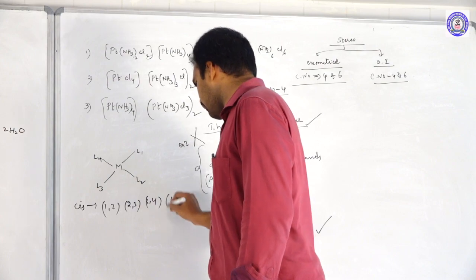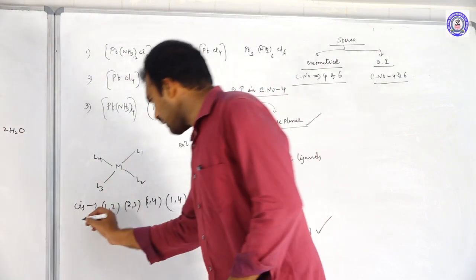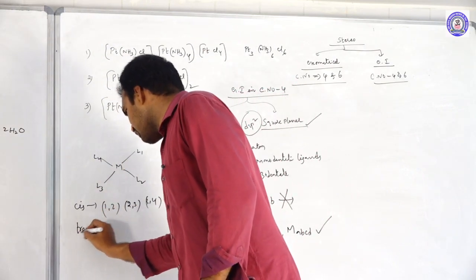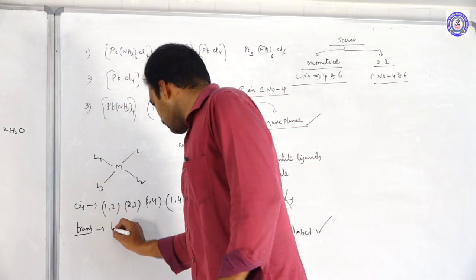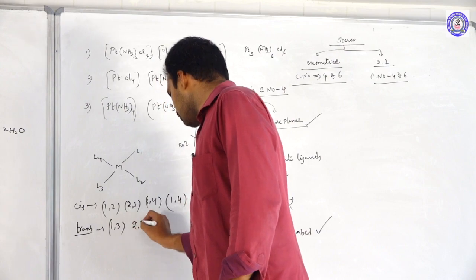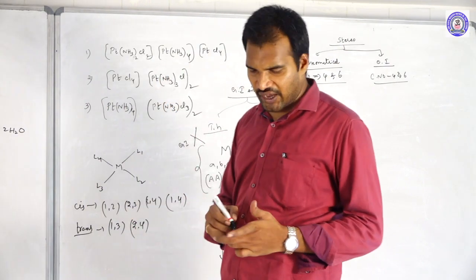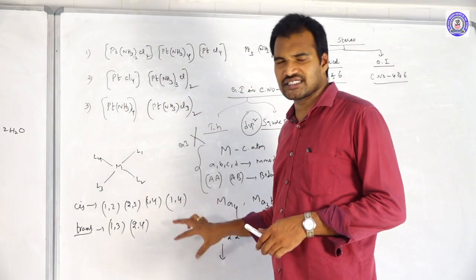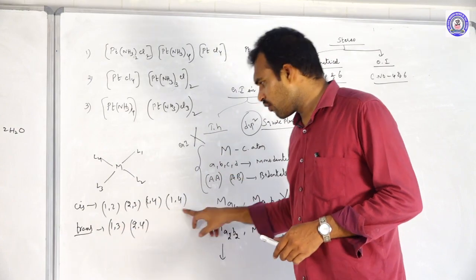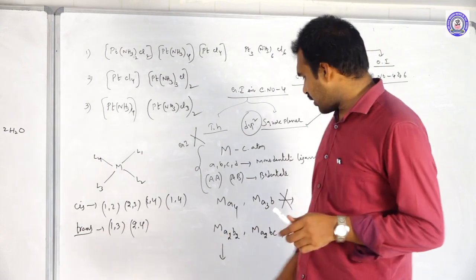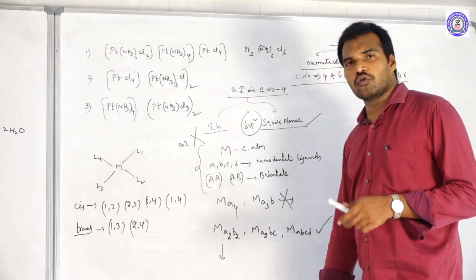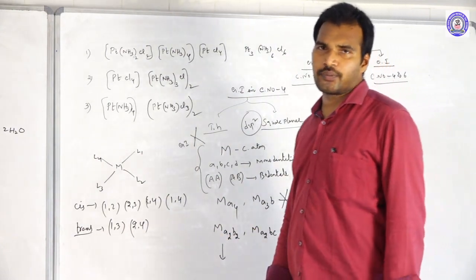Next, 1 comma 4 are cis positions. Next, trans positions. Trans positions means opposite. So 1 and 3, and 2 and 4. So for square planar complexes, in total how many cis positions and trans positions are there? 4 cis positions and 2 trans positions are there. Clear? Now in Ma2B2, how many geometrical isomers are possible?